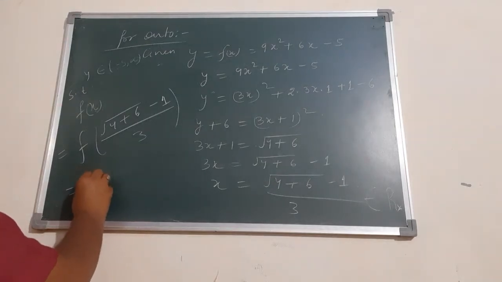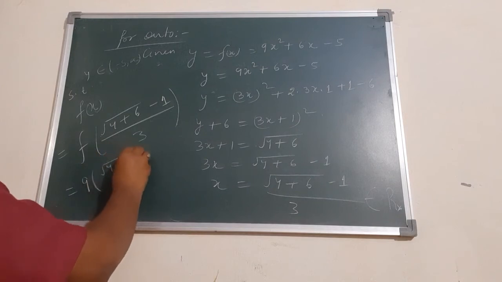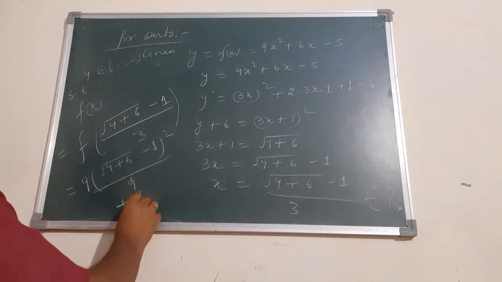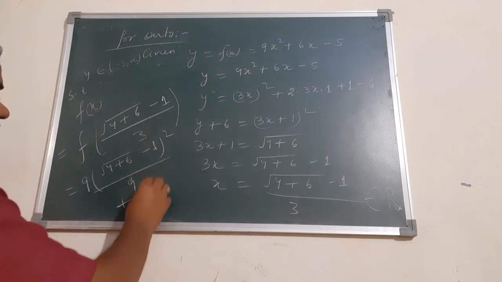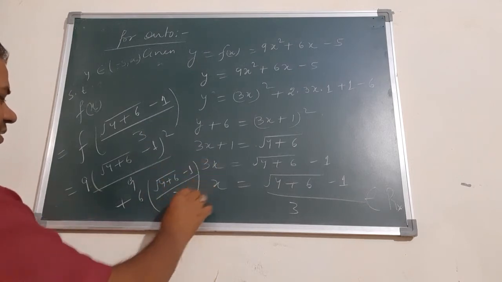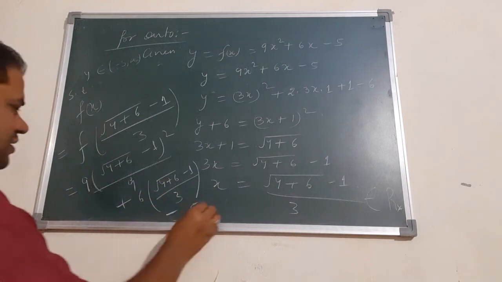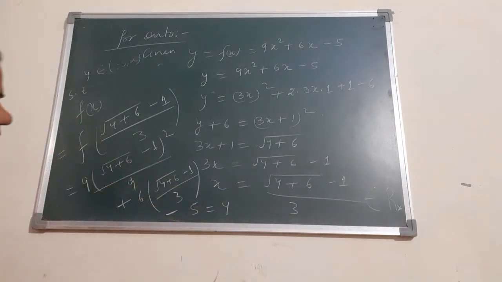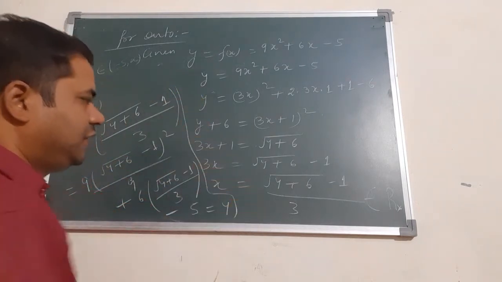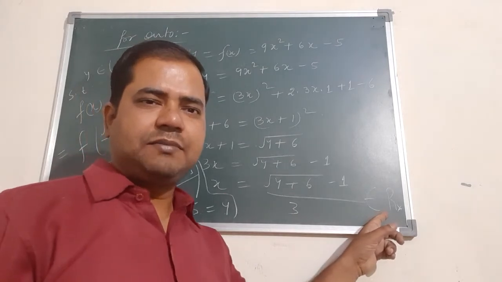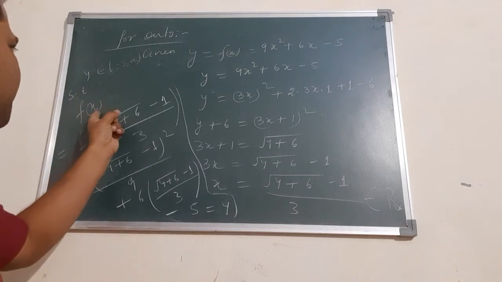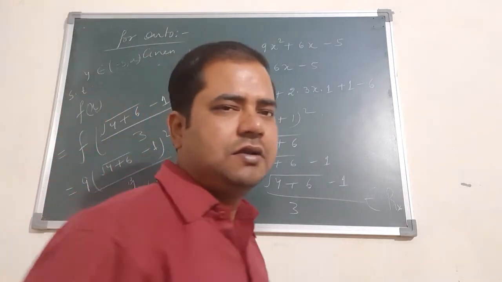Because 9x square, that means (root of y plus 6 minus 1) whole square upon 9, plus 6x, that means 6 into root of y plus 6 minus 1 divided by 3, minus 5. If you solve it, this is nothing but y. So what do you get? f(x) is equal to y. For what? For each x belongs to R plus, that means the first set, there exists y belongs to Y such that f(x) is nothing but y.